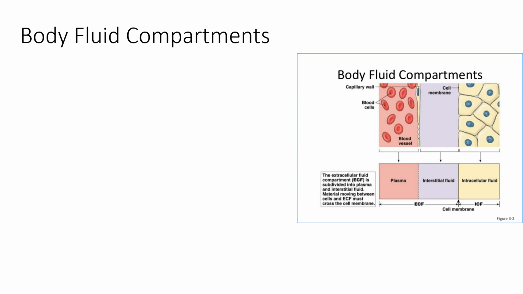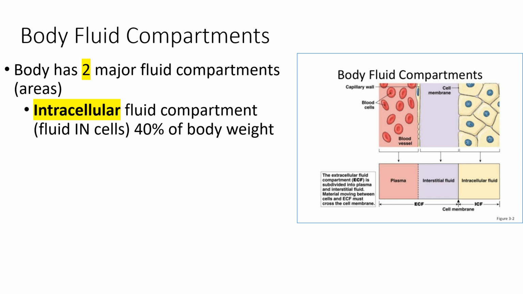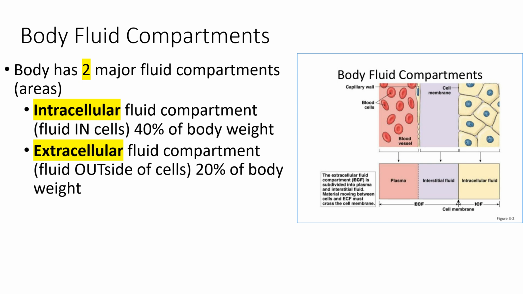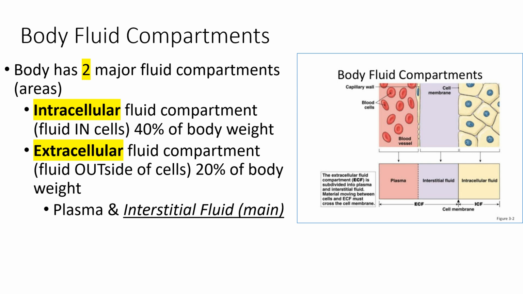So you've got different compartments for fluid, okay? The first one is going to be inside the cells. That's intracellular. 40% of the water is found inside of the cell. Now, 20% of the body's fluid weight is found outside the cell. So that's going to be the extracellular area, fluid outside the cell.